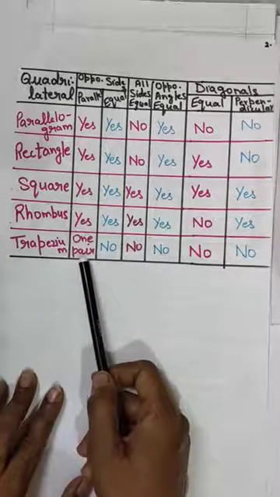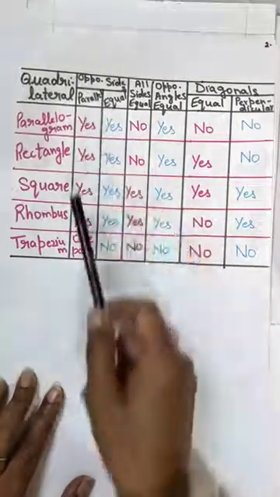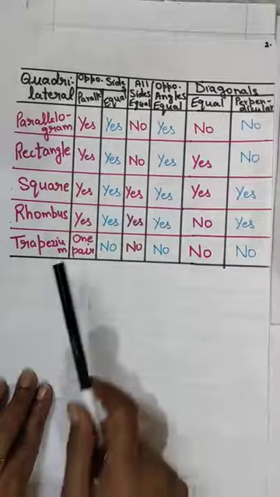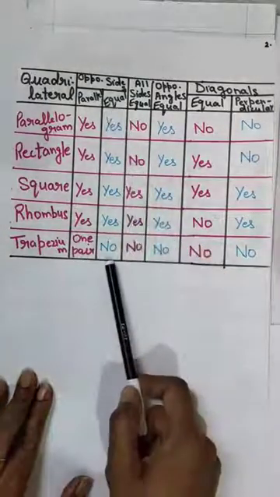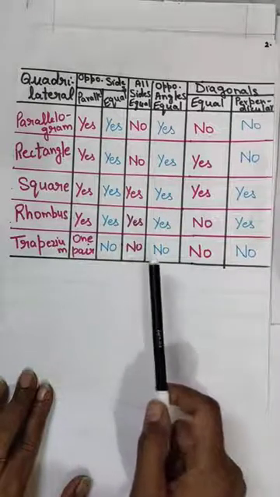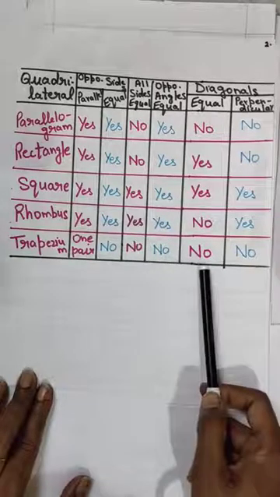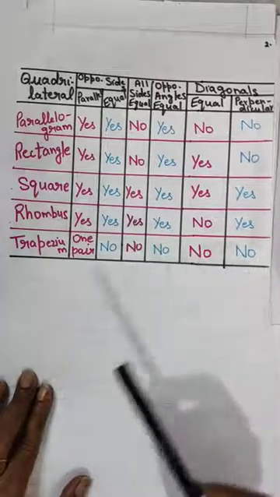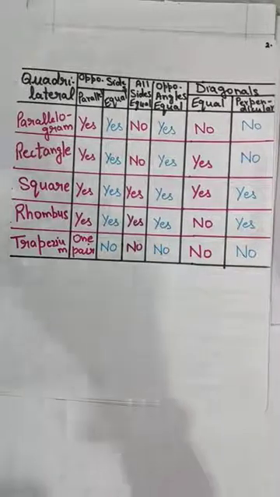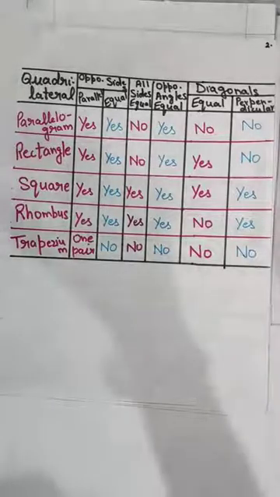Next, trapezium. In trapezium, opposite sides are parallel? Yes, but only one pair of opposite sides is parallel. Opposite sides are not equal. All these sides are not equal. Opposite angles are also not equal. Diagonals are not equal. And diagonals are not bisecting each other at 90 degree. These are the properties of quadrilateral.